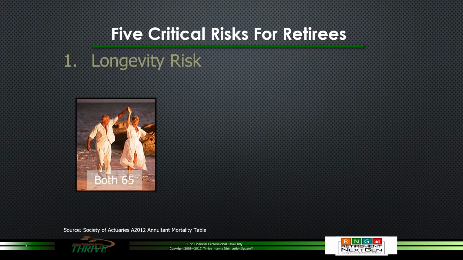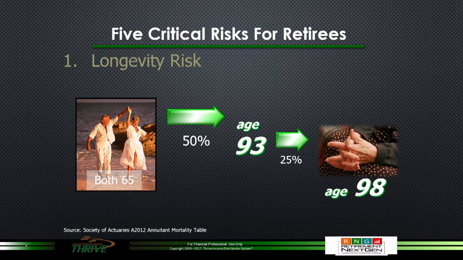See, a husband and wife age 65 have a 50% chance that one of them will live to 93, and a 25% chance that one of them will live to 98. And the longer we go with medical technology, the longer we're living.